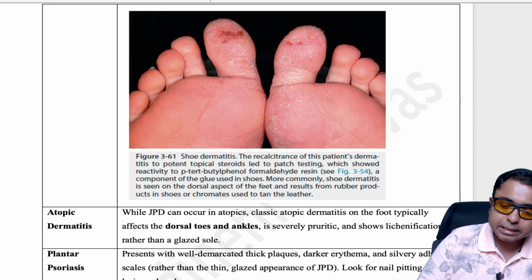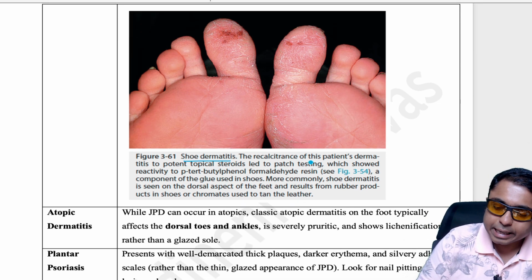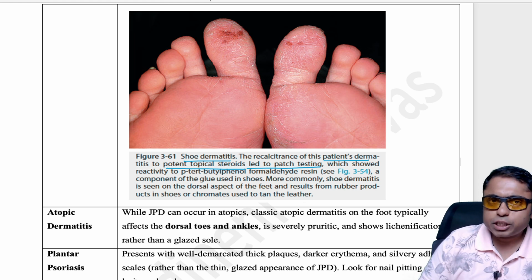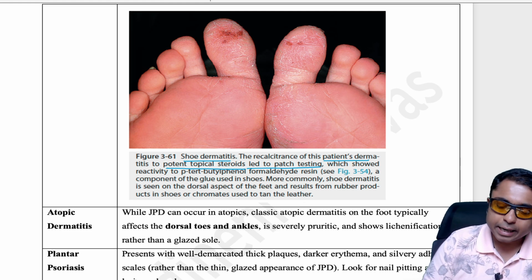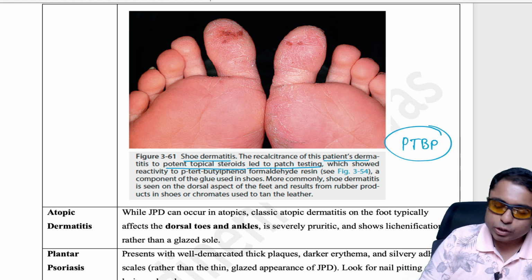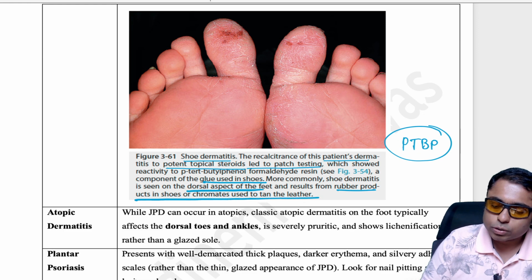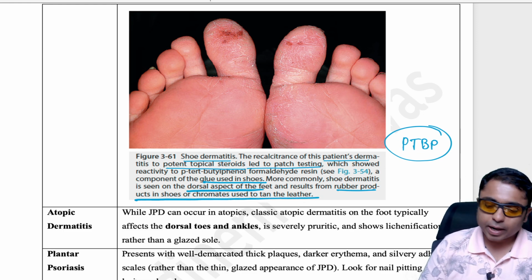Like in this picture you can see shoe dermatitis. The recalcitrance of the patient's dermatitis to potent topical steroids led to patch testing. So this patient, they thought it was a different diagnosis, and they were treating with steroids, but still the condition was not improving, so they ultimately did a patch test. It was found to be positive for PTBP, which is one of the adhesives used as a glue in shoes. More commonly, shoe dermatitis is seen on the dorsal aspect of the feet and results from rubber products in the shoes or chromates which are used in the leather, right?